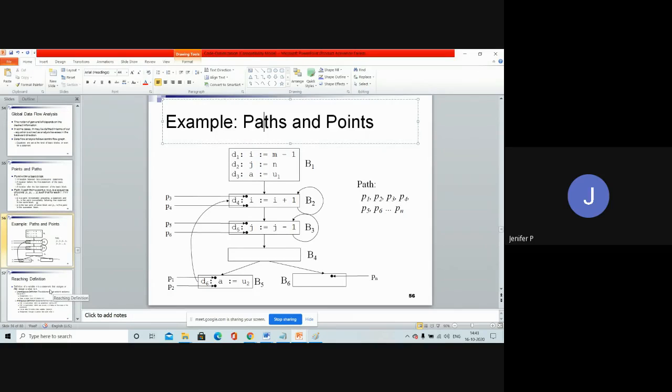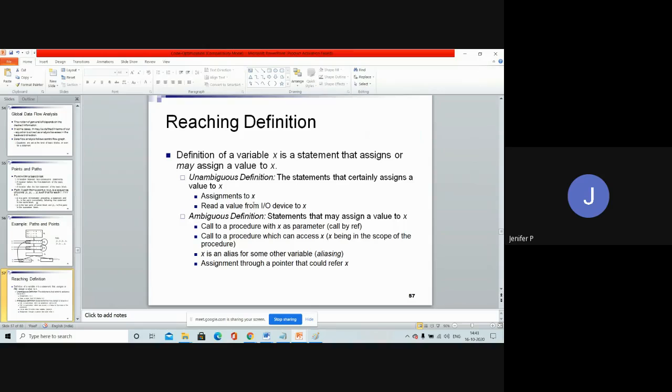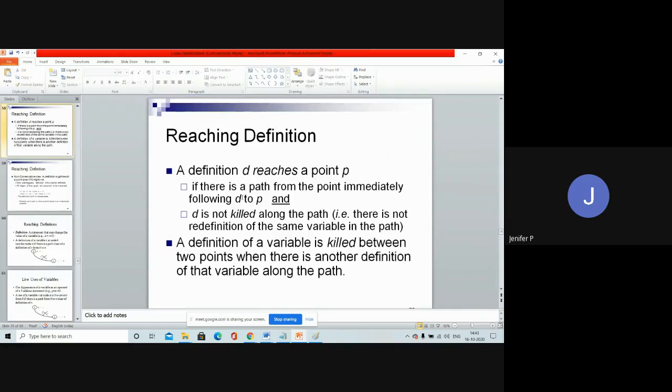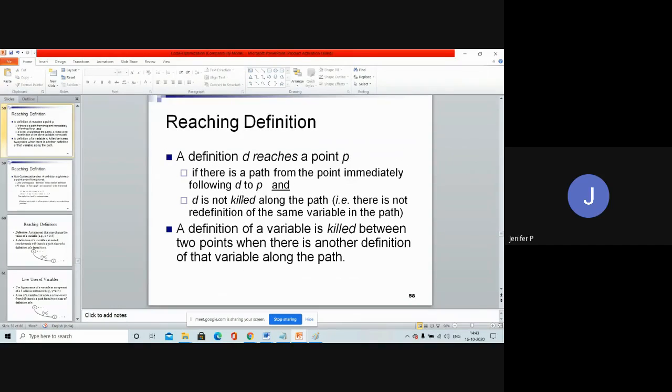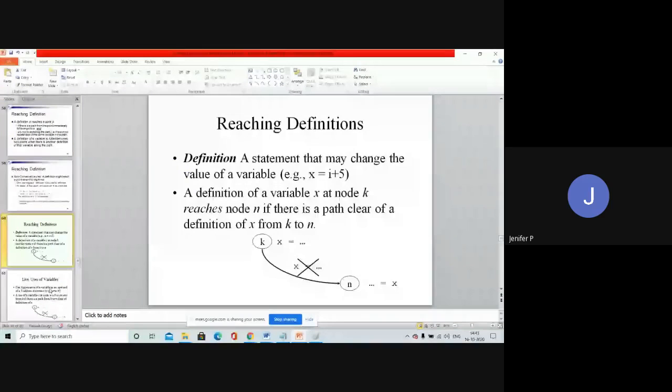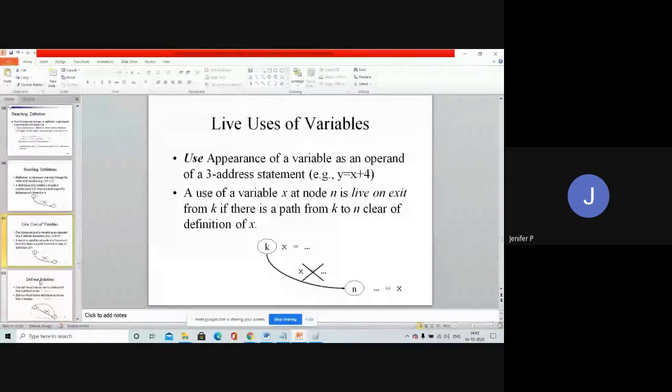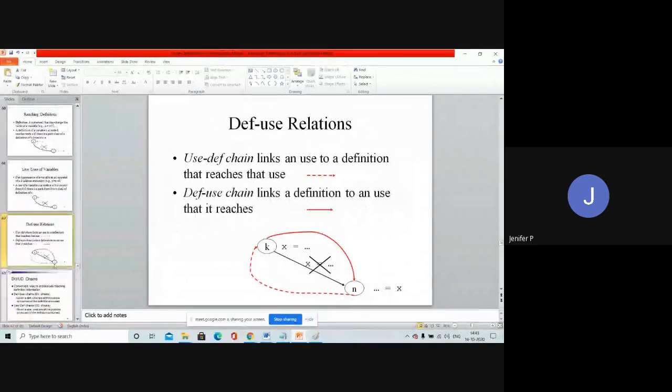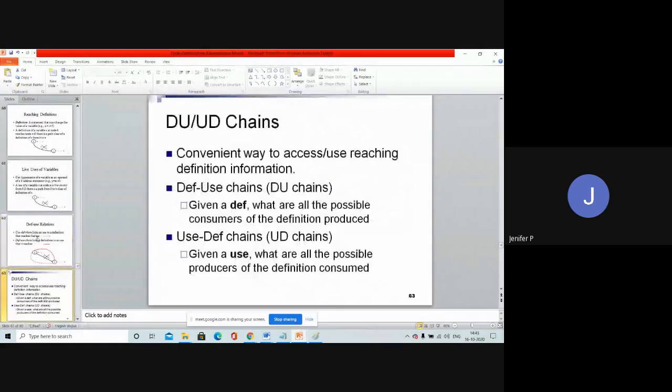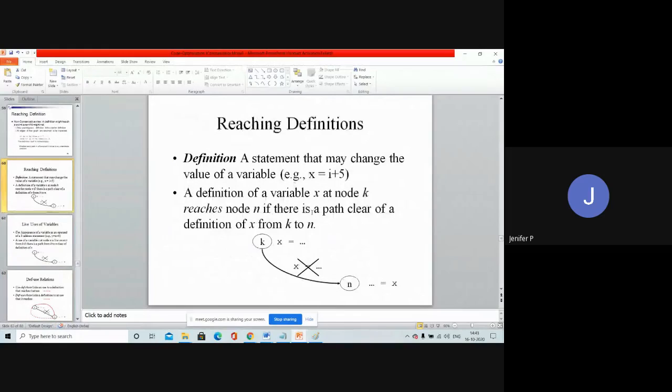Next you are going to see some terms: reaching definition, live uses of variables, and definition-use relations, then DU and UD chains. Reaching definition is best seen with an example. At a particular instant, x is assigned the value of something.